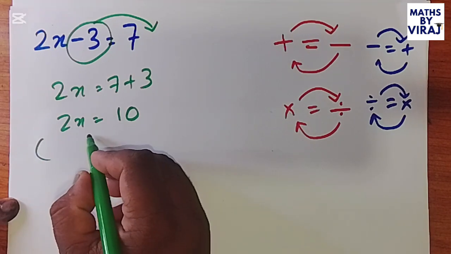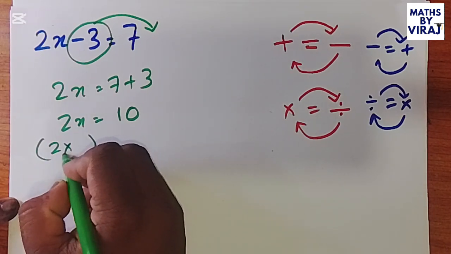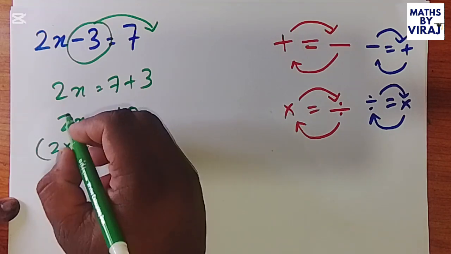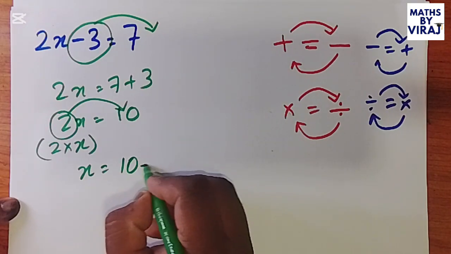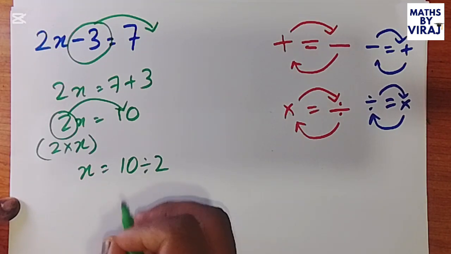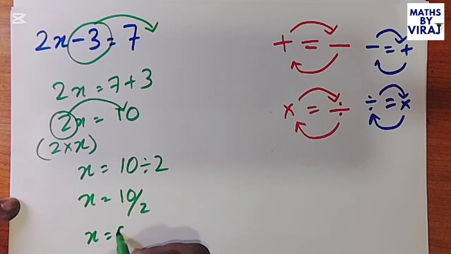What relationship do we see between 2 and x? We see that 2 and x are multiplied. Therefore, when 2 goes to the other side, it becomes division. We do not write division as such. Instead, we write it as 10 over 2. The final answer is 5.